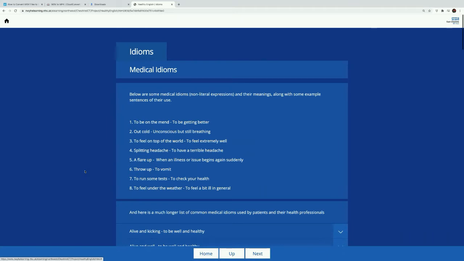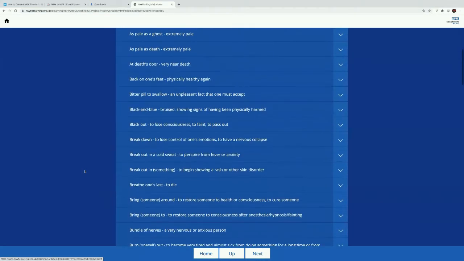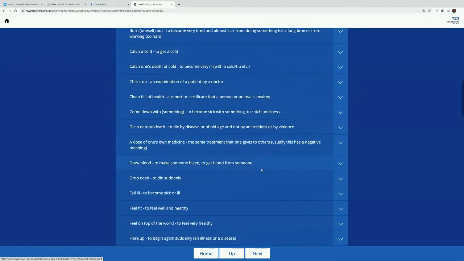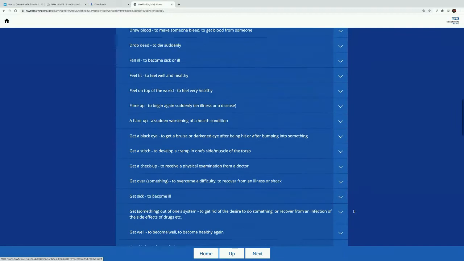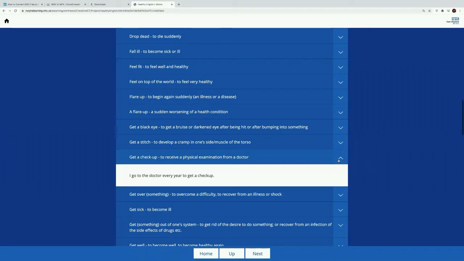English, like many other languages, is full of idioms. And when speaking about medical issues, we often use specific idioms to describe them. Idiomatic English is particularly difficult to learn and to be confident in using. Here we have a long list of idioms, and if we look to the right and click on one of the drop-down arrows, we have a sentence containing the idiom.